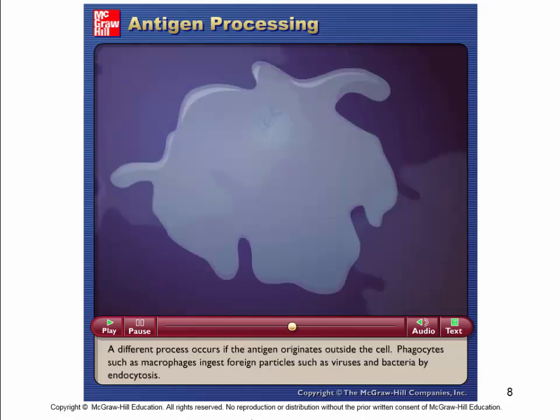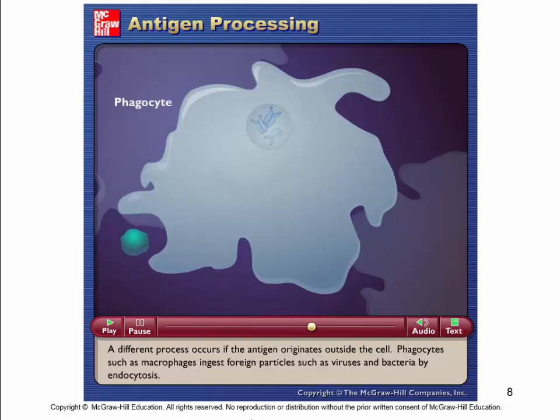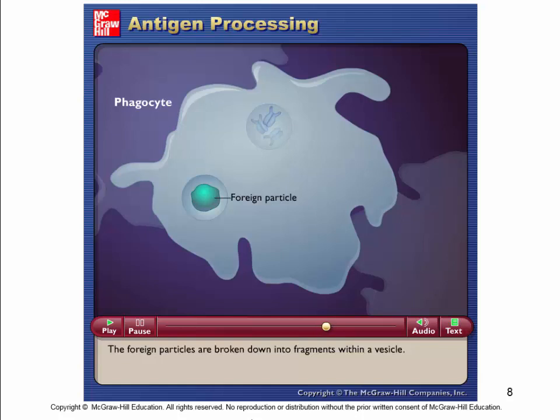A different process occurs if the antigen originates outside the cell. Phagocytes, such as macrophages, ingest foreign particles such as viruses and bacteria by endocytosis. The foreign particles are broken down into fragments within a vesicle.